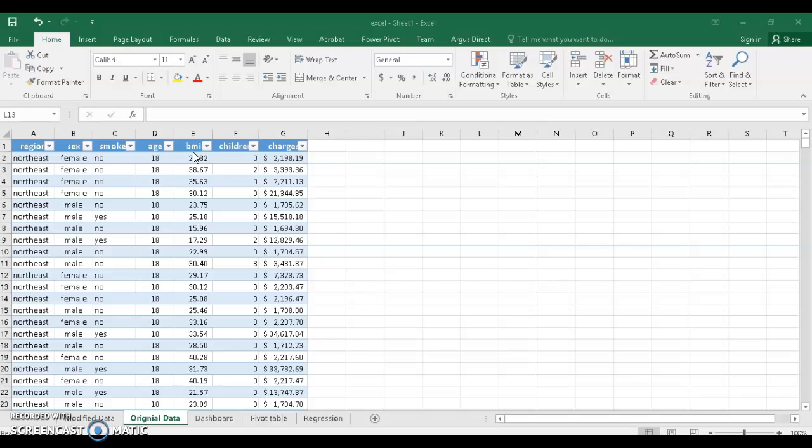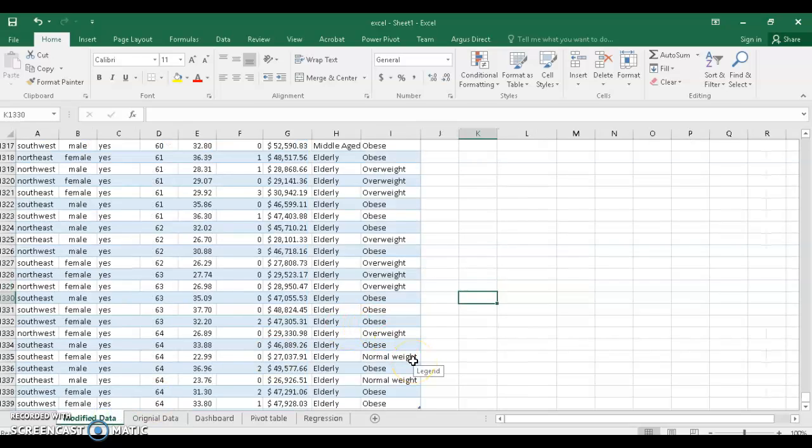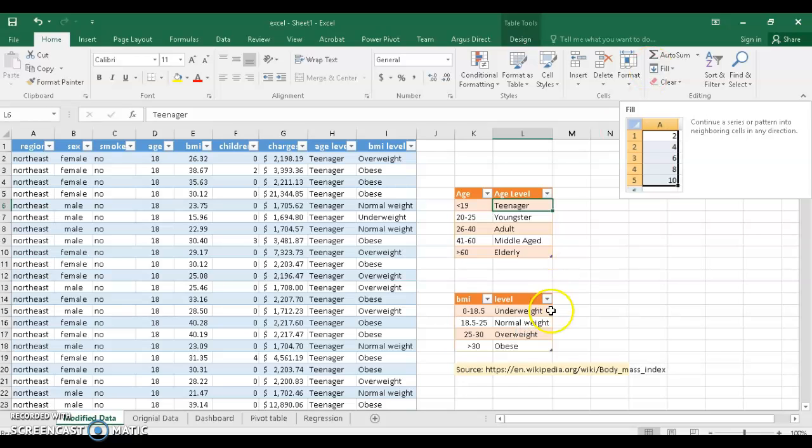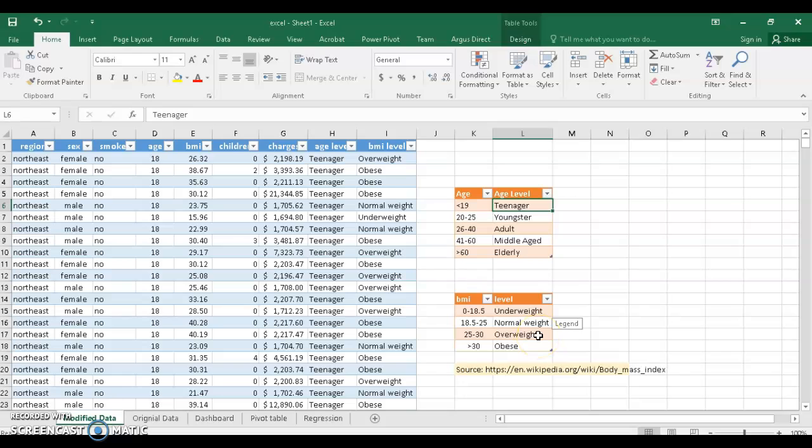I found the age and BMI variables are a little bit vague. I cannot decide the meaning behind these numbers, so I modified the dataset a little bit, as we can see here. There's a modified dataset, and we can see I divided the age into 5 groups: the teenager, youngster, adult, middle age, and elders. And for BMI, I also divided it into 4 categories according to the international standardization. They are underweight, normal weight, overweight, and obese.